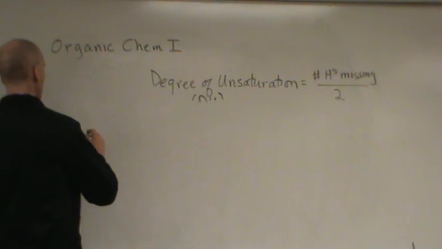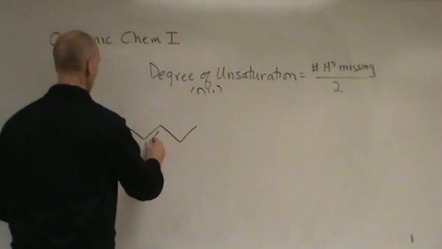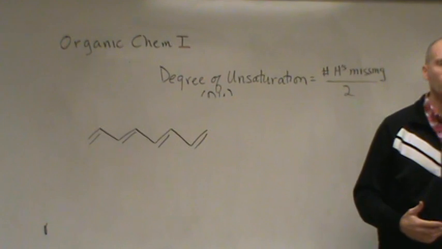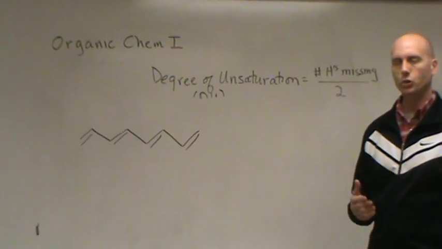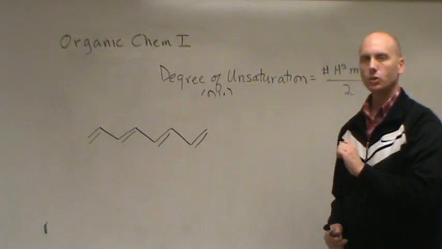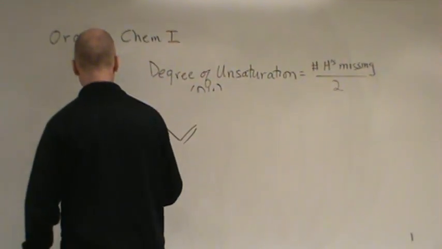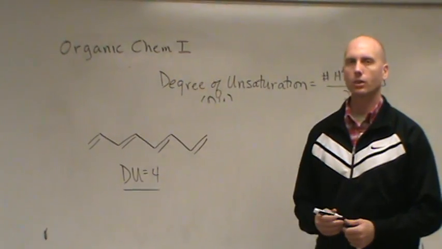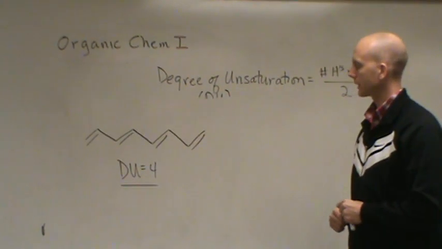Let's suppose I had this here. I want to know what degree of unsaturation does this have? Very simple, isn't it? I have 4 double bonds, and I know each double bond is 1. So I have 4 of them, so the DU is 4. Okay, so that's a pretty unsaturated molecule there.